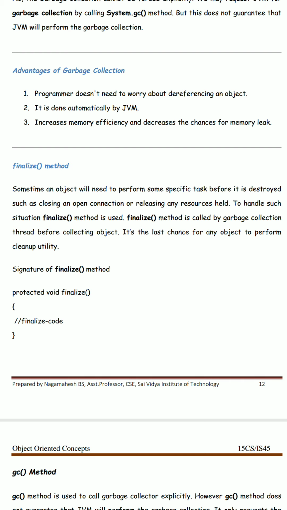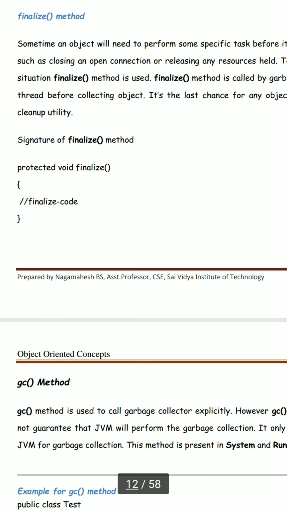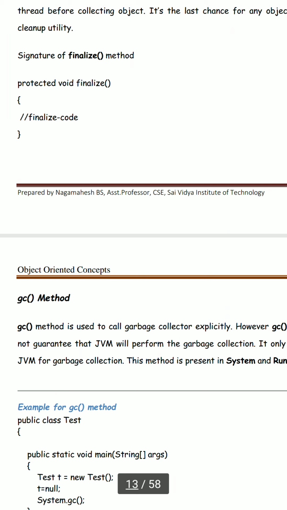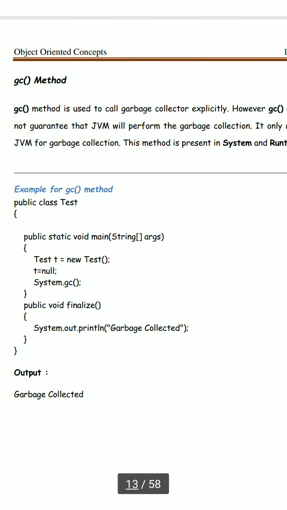I already told that the finalize method is used in the garbage collection process. The thing is that sometimes an object will need to do some task before it releases the memory. So the signature or the syntax of finalize is like this: protected void finalize. I have already shown this one. And one more thing I want to explain here is the gc method, that is System.gc. The System.gc method releases the memory of the object explicitly.